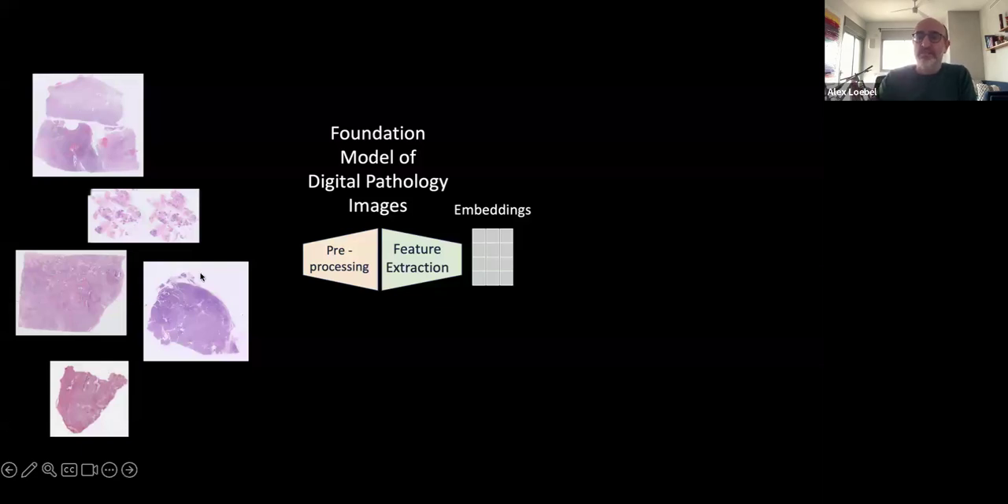And what we get at the end is a very generalist model that can transform in a very good way what it sees in a digital pathology slide and condense the morphological properties that it sees in the slide into a set of numbers that you can then use for downstream tasks.